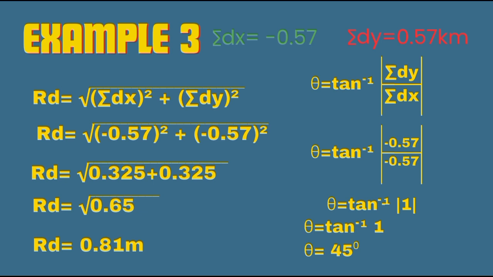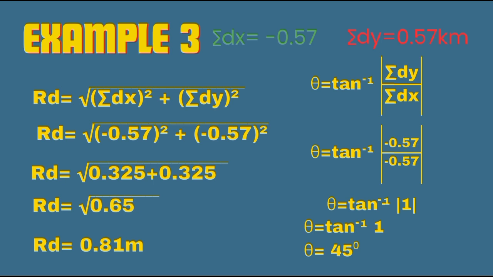And in getting the radius, we will come up with negative 0.57 squared plus negative 0.57 squared, which gives the same answer. So 0.325 plus 0.325, which turns into 0.65. And if you square root the 0.65, we will come up with the radius, which is 0.81 meters.